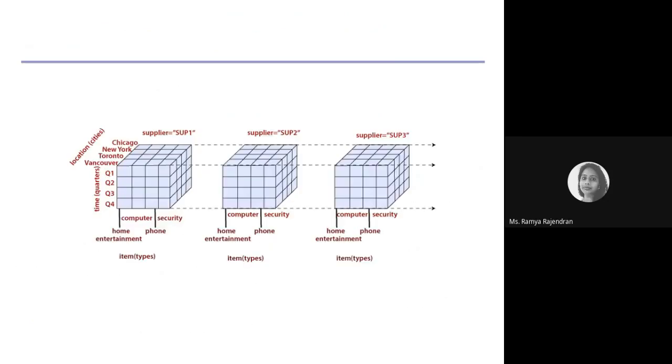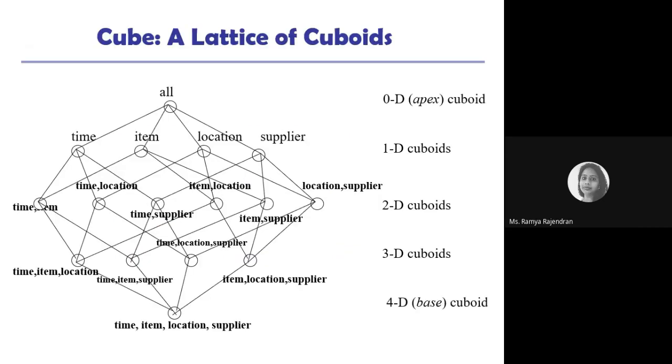Sorry, we had supplier 1 as well. So for supplier 1 we have this. Okay, so a cube is nothing but a combination, a network of cuboids. You know what is cube and cuboid, right? Cuboid is a 3-dimensional view of a rectangle, whereas cube is a 3-dimensional view of a square.